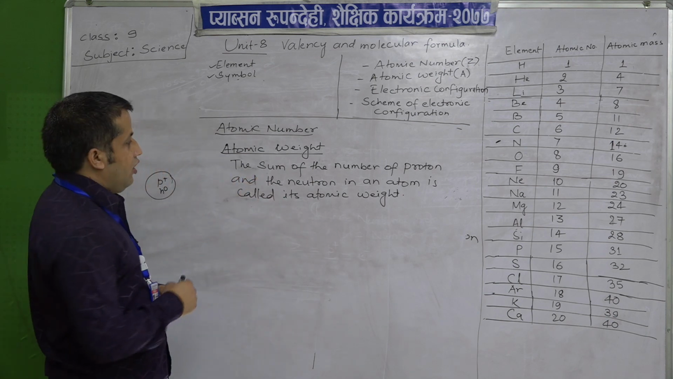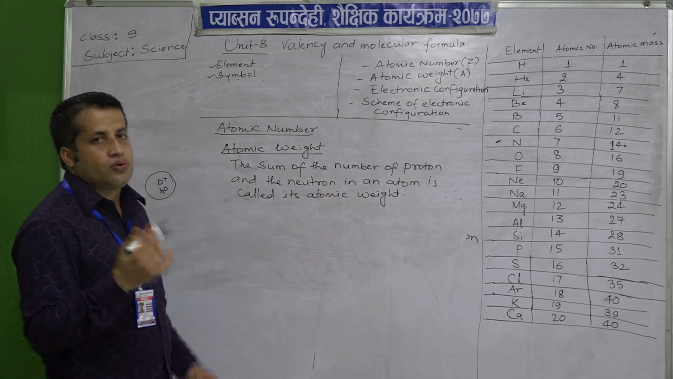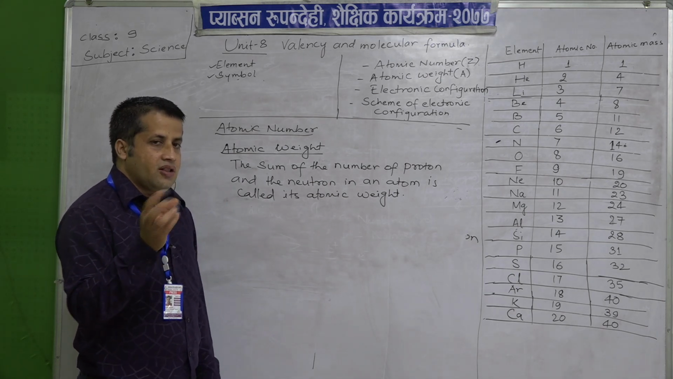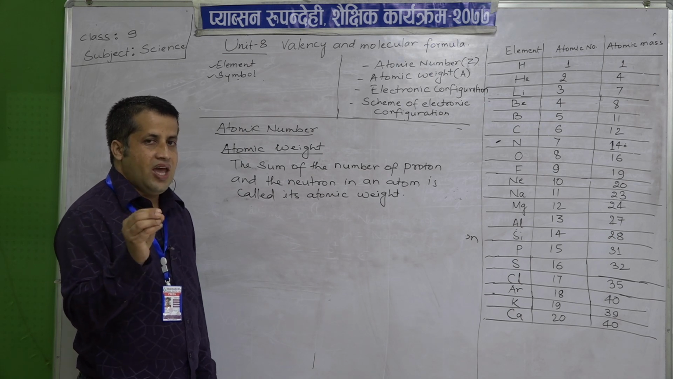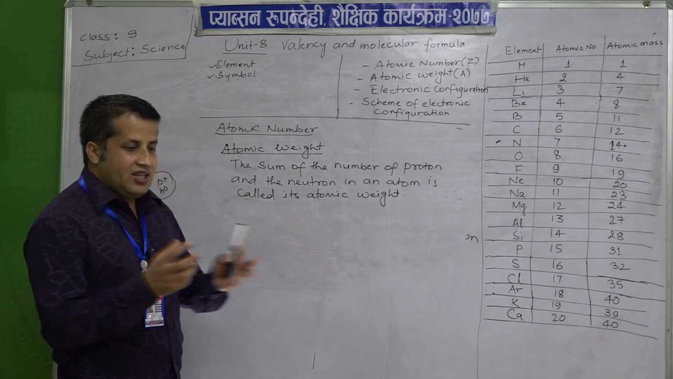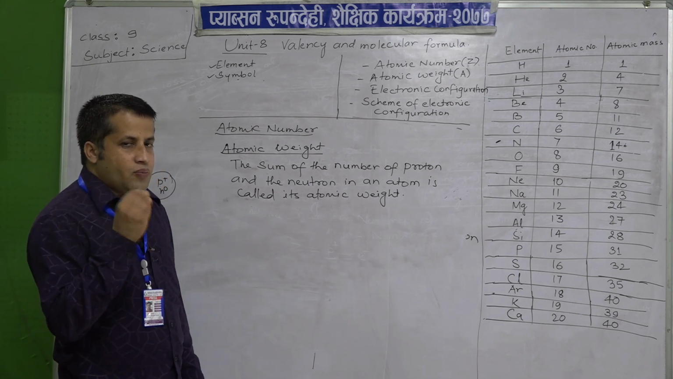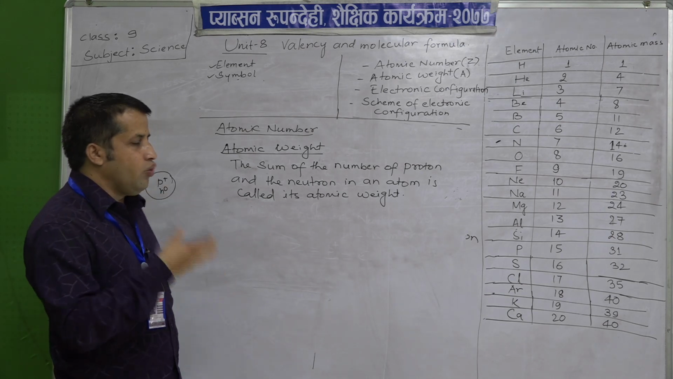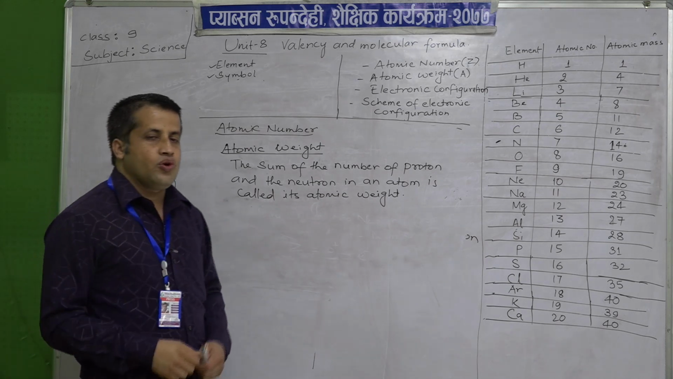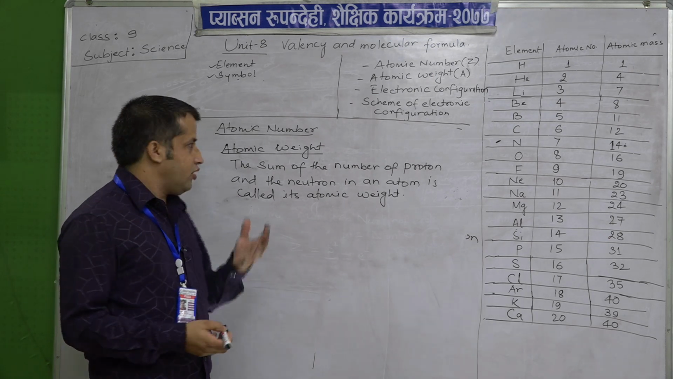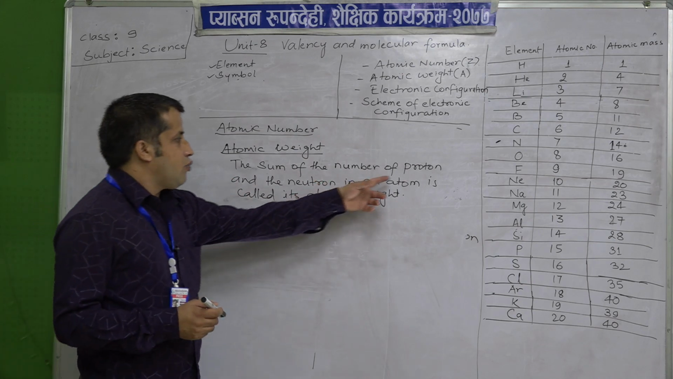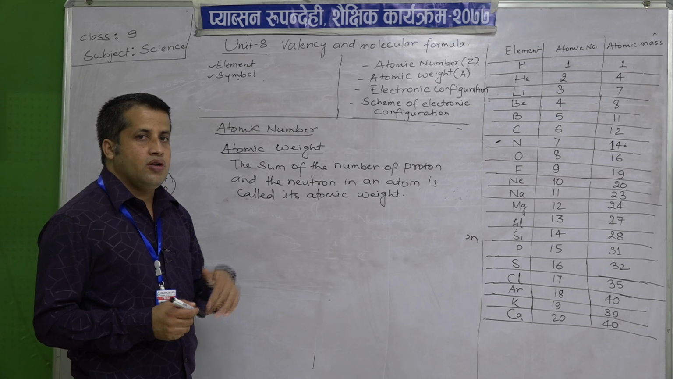So, in this definition we do not have electrons. Why is it so? It is because, as we discussed yesterday, the mass of an electron is very less as compared to the mass of proton and neutron. So, considering that the electron's mass is very less, it is negligible and we neglect it when calculating the total or net weight of the atom. So, atomic weight is the sum of what? Protons and neutrons present in the nucleus of an atom.